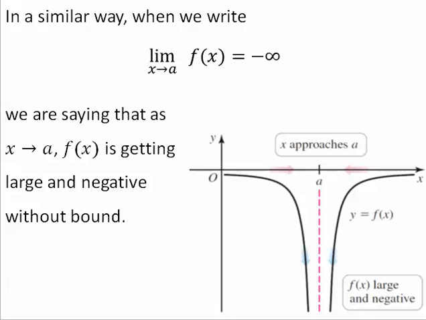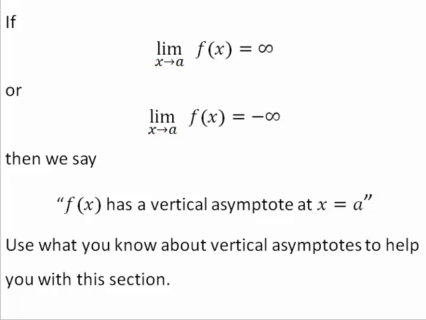In a similar way, when we write the limit is negative infinity, we are saying that as x approaches its target point, the function is getting large and negative without bound. If the limit is equal to infinity or negative infinity, then we say that f has a vertical asymptote at the target point. So whatever you know about vertical asymptotes, that will help you in this section.